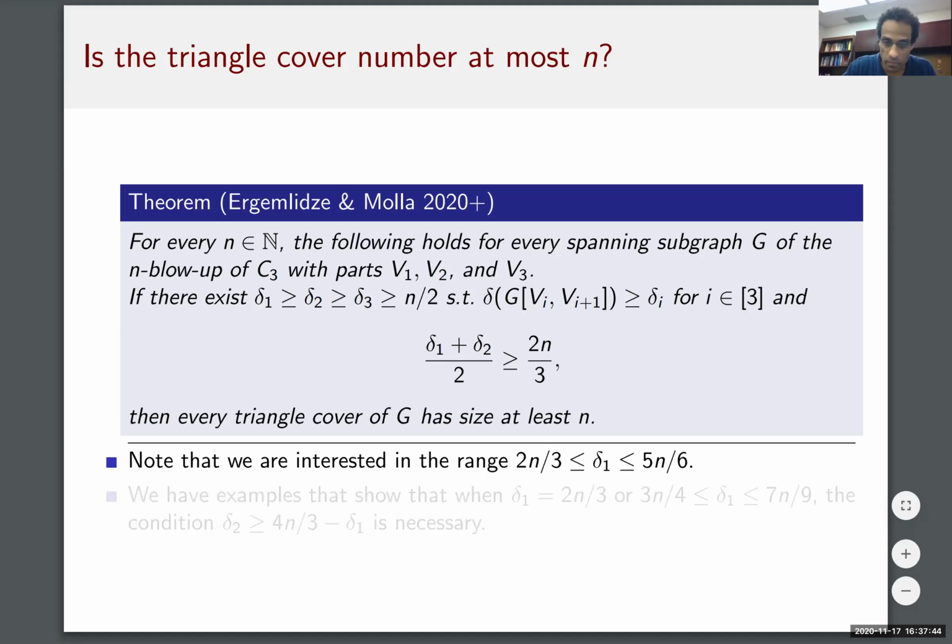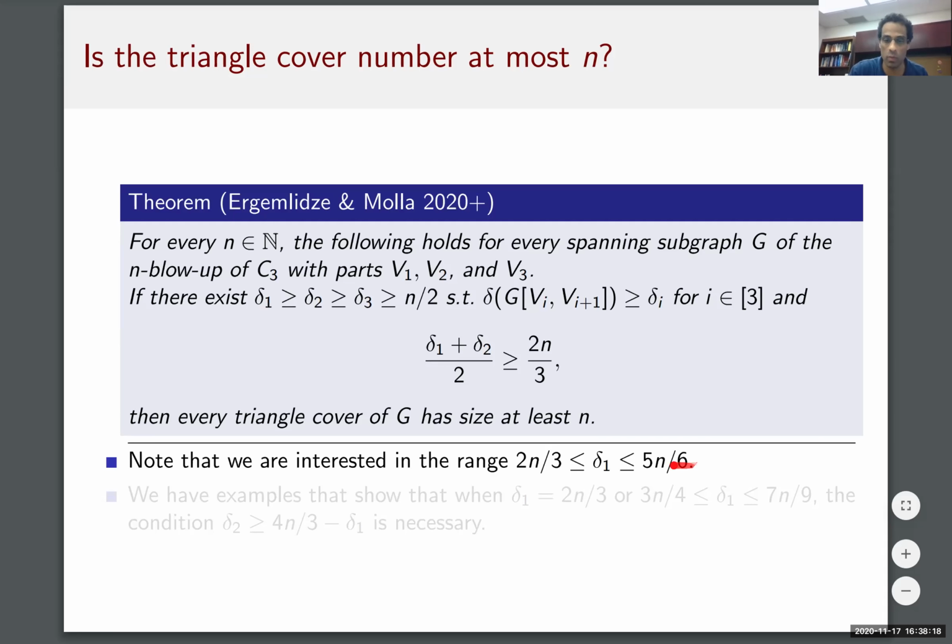Now we're interested in the range where delta 1 is between 2n over 3 and 5n over 6. Delta 1 is the largest, and it can't be less than 2n over 3 because I want the average to be 2n over 3. When delta 1 gets all the way up to 5n over 6, you need delta 2 to be n over 2, and so this isn't actually playing a role anymore, because you get it just from here.